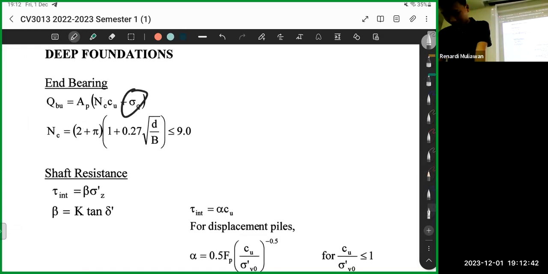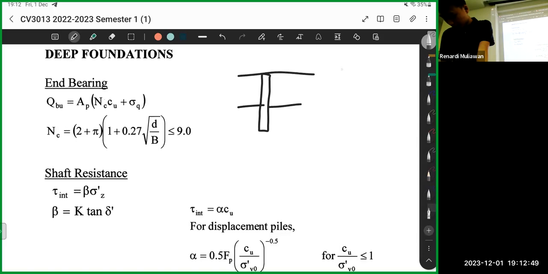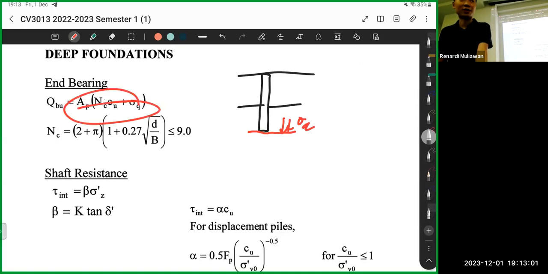Then sigma Q is the total stress at the bottom. Okay, so it's similar to the shallow foundation just now. So you need to find the sigma Q here, and just plug in everything. Okay, so that's the logic.